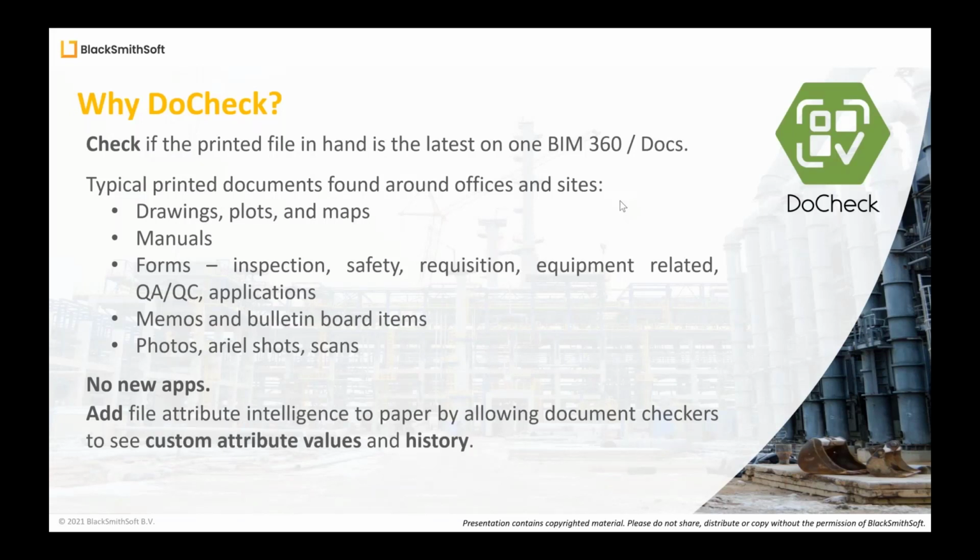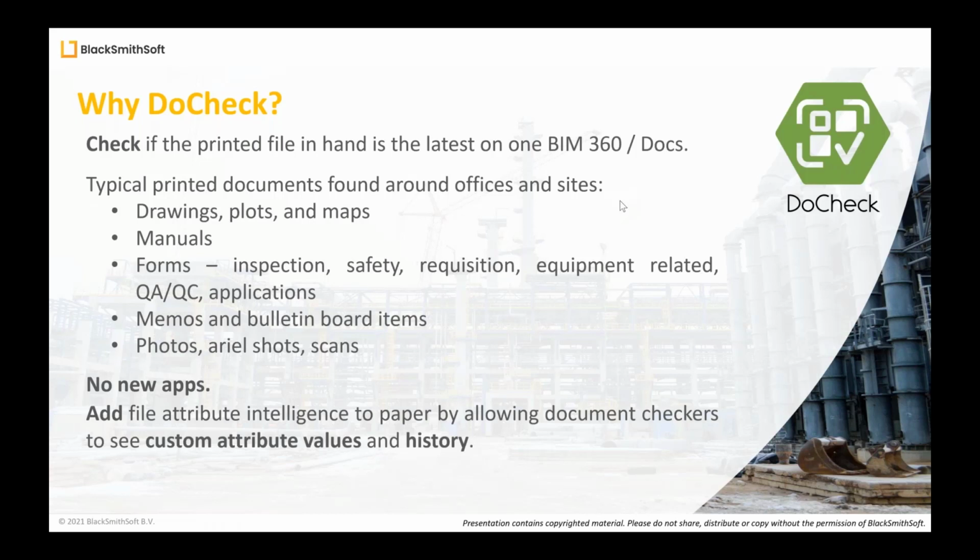The typical printed documents found around offices and construction sites are drawings, plots, maps, manuals, and forms, whether they're inspection related, equipment requisition, QA, QC, or memos put on bulletin boards. Some of them contain important safety information and certain procedures, and it's important to know that these are the latest ones. And of course, photos, aerial shots, and scans.